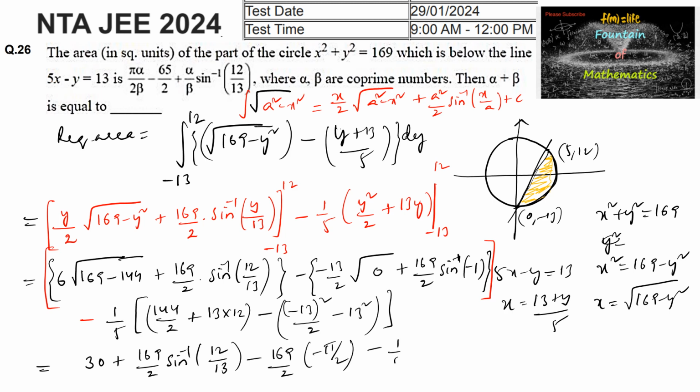And again minus 1 by 5 times 144 upon 2, which is 72, plus 13 twelves, which is 156. So 156 plus 72 is 228. So we can write 228 minus minus 13 whole square, which is 169 by 2, minus of minus plus 169.